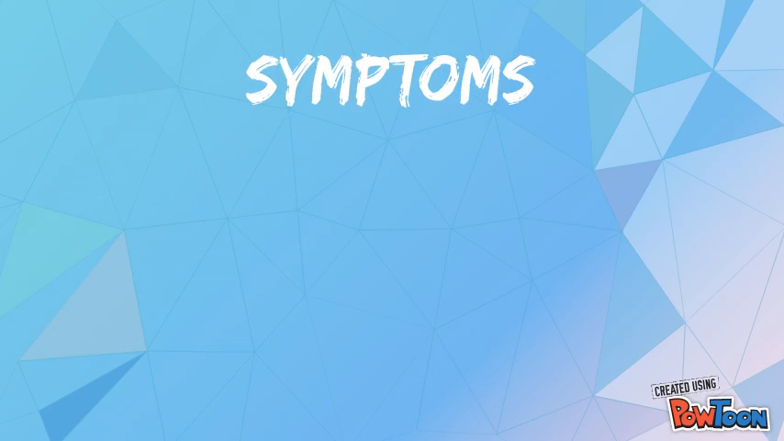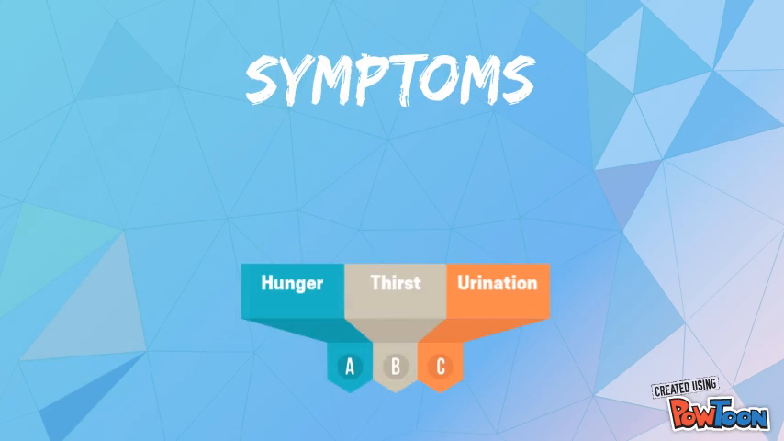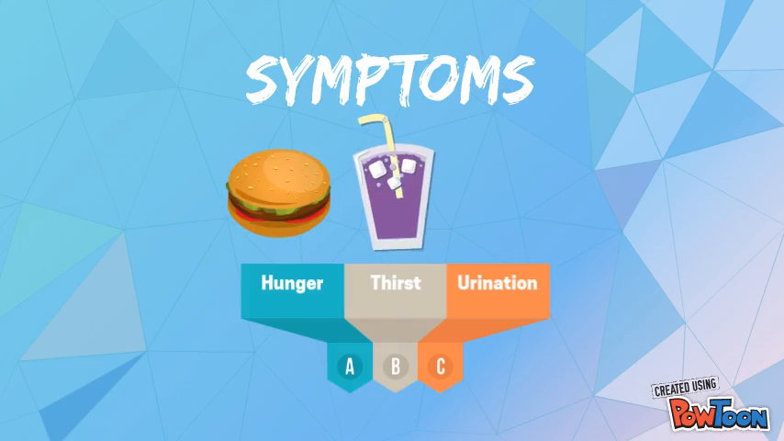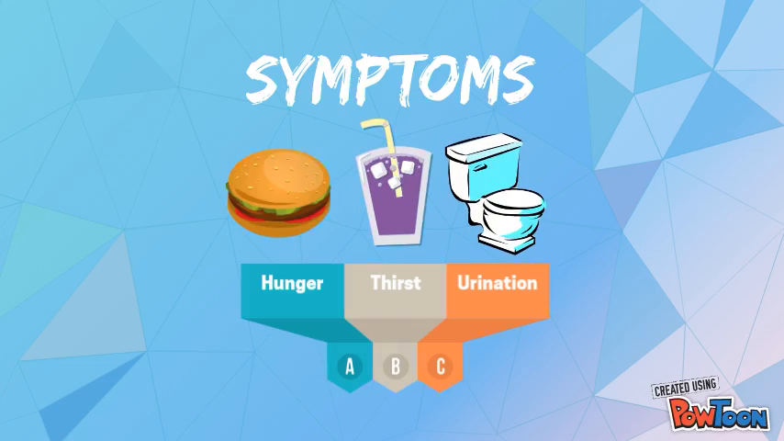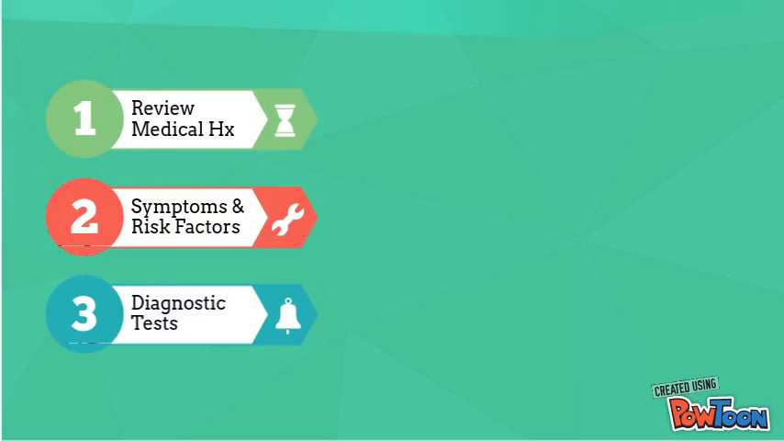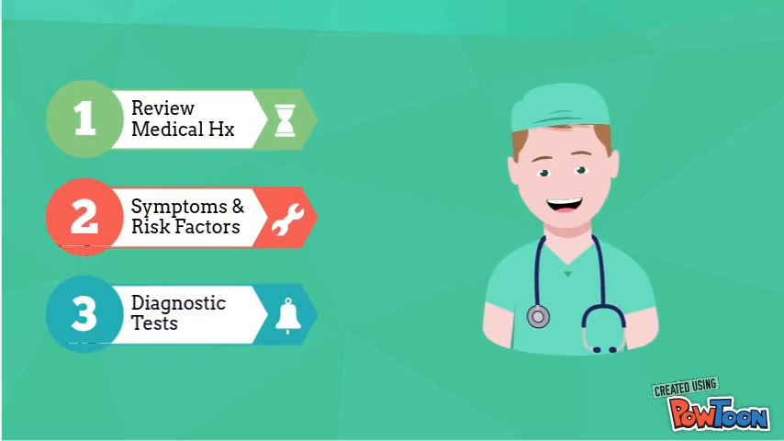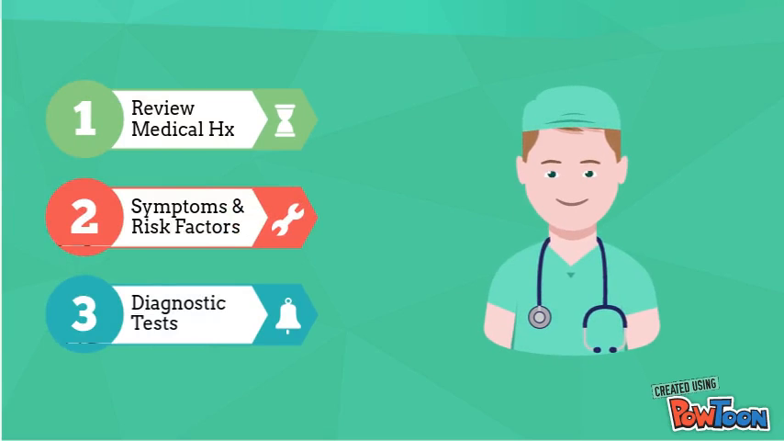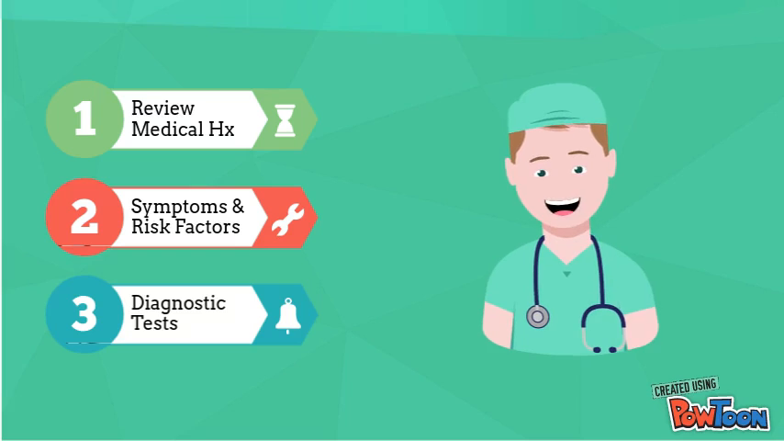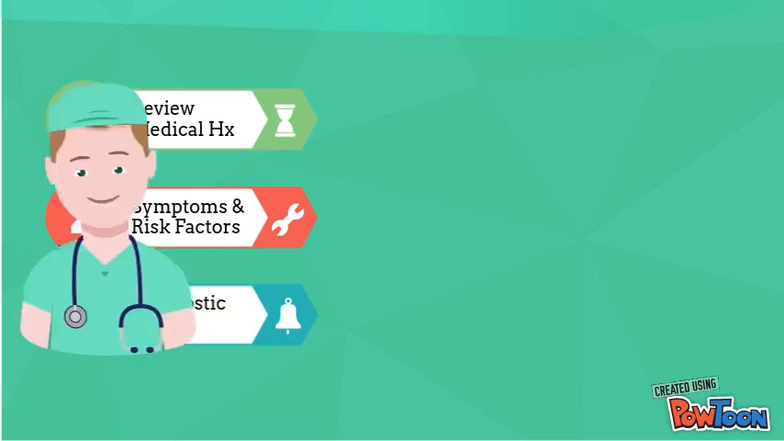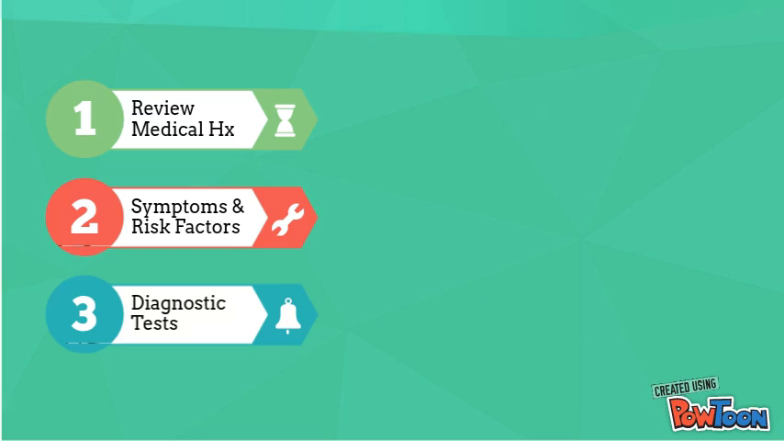When reviewing the patient's medical history, check for symptoms. Think of the 3 P's when checking for symptoms. Polyphagia, which is when the patient experiences excess hunger. Polydipsia means excess thirst, and polyuria refers to excess urination. If you are concerned that the patient may have diabetes, you can refer them to a physician for further diagnostic testing. Some dental practices do perform diagnostic tests as a preventative screening for patients who may be at risk.